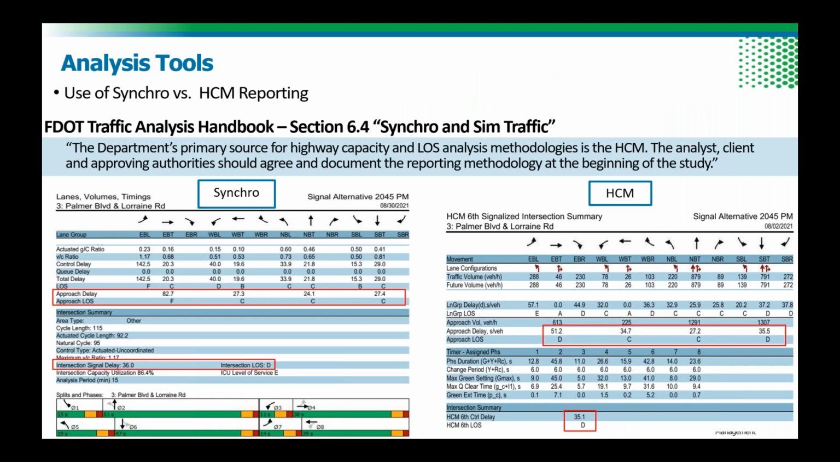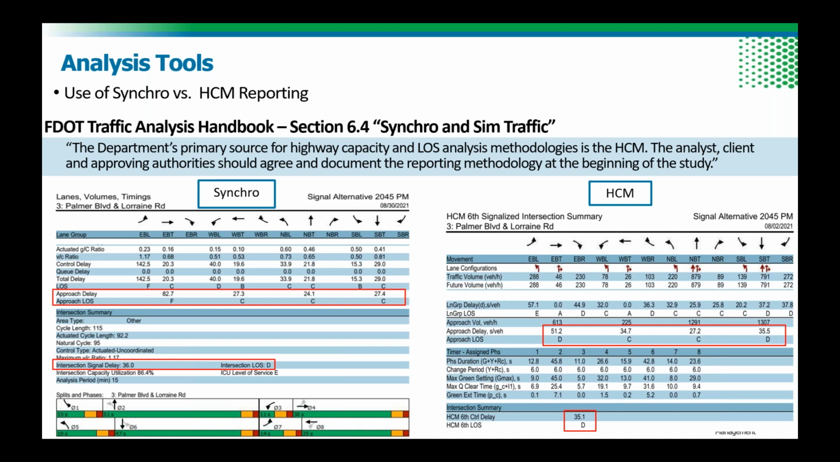So another comment that relates to analysis tools is the use of Synchro versus HCM reports. Right out of the FDOT Traffic Analysis Handbook, section 6.4 states that the department's primary source for highway capacity and level of service analysis is the HCM. The analyst, client, and approving authority should agree and document the reporting methodology at the beginning of the study. So I have an example here, and this is this exact same intersection.